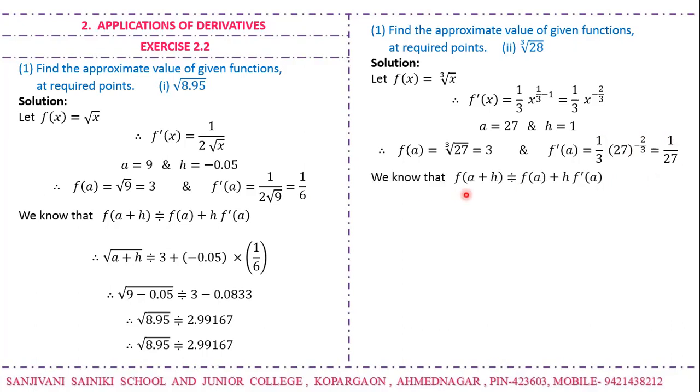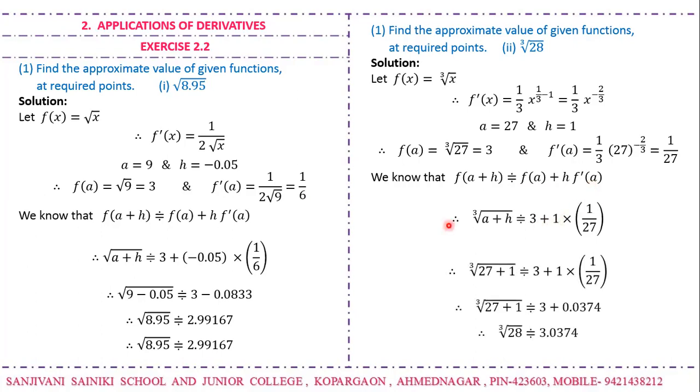Now use the formula of approximation: f of a plus h is approximately equal to f of a plus h f dash at a. So putting the values in this formula, you will get the cube root of 28 as 3.0374. This is the cube root.